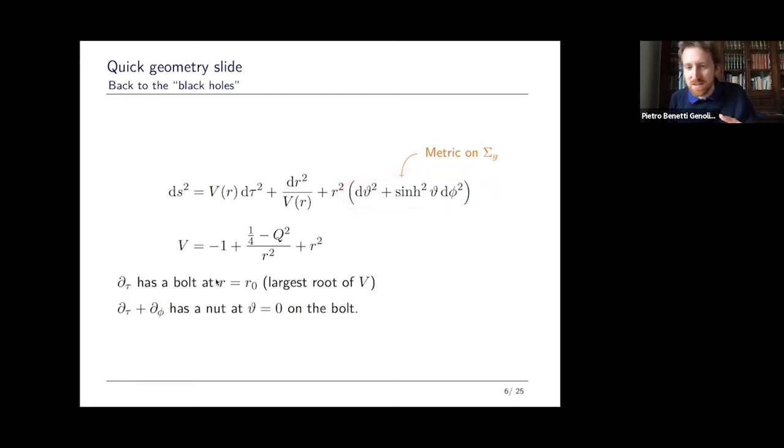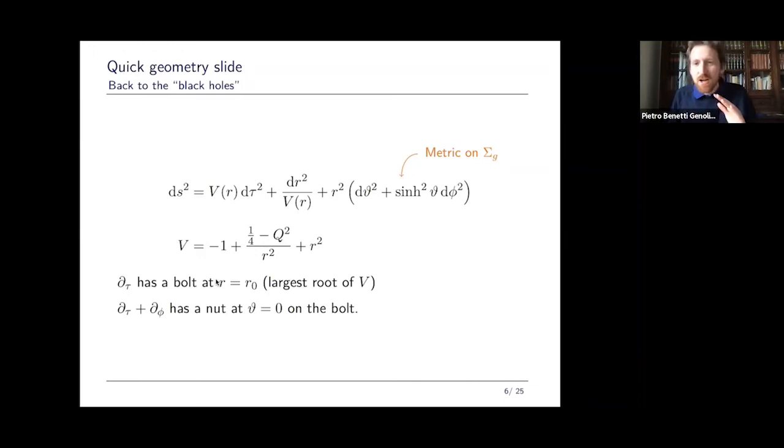I've written the metric in an explicit set of coordinates. So we say that it has a bolt on sigma g. Whereas if I add d tau plus d phi, where d phi is the metric is a coordinate on the Riemann surface, this will have a nut at theta equal to 0 on the bolt, on the bolt of the previous vector. So you can find Killing vectors on the same space that have Killing bolts and nuts and so on.